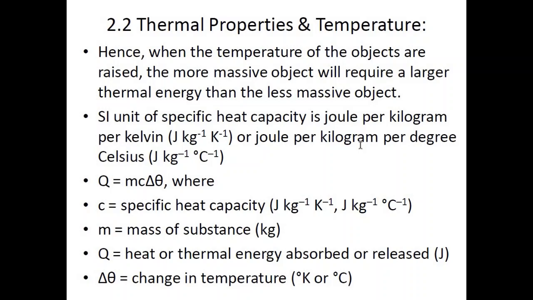So the formula comes out to be Q equals m c delta theta, or delta T. Some students or some books denote it as delta T as well, but it is the same thing. c over here is the specific heat capacity, m is the mass of the substance in kg, Q is the heat or thermal energy absorbed or released, and delta theta is the change in temperature, either in absolute temperature, meaning in Kelvin, or in degrees Celsius.